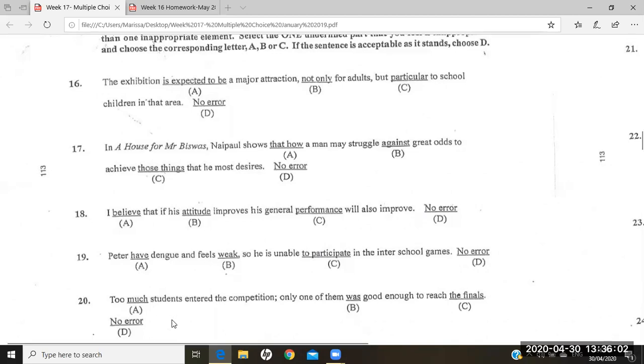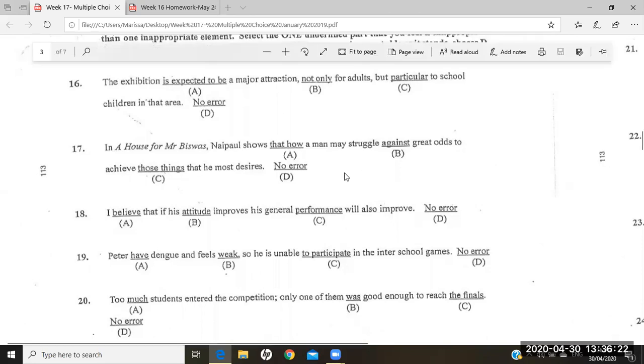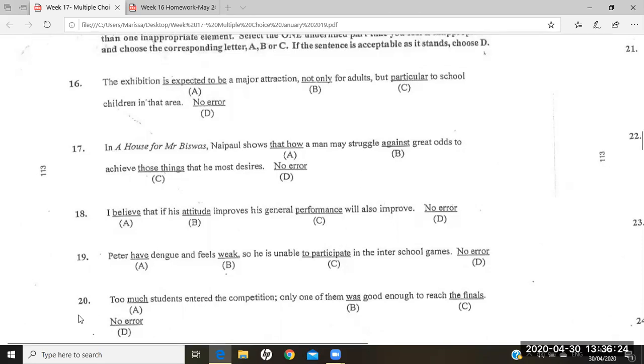And the last one, number 20. Too much students entered the competition. Only one of them was good enough to reach the finals. A? Good. The answer is A. What is it supposed to be read as? Too many. Very good. I see that you have been revising your usage rules. Great job. We use much for uncountable nouns, things we can't count. But in this case, we could count students, so the answer is many, because we use many for countable nouns. Thank you, Huda. No problem.